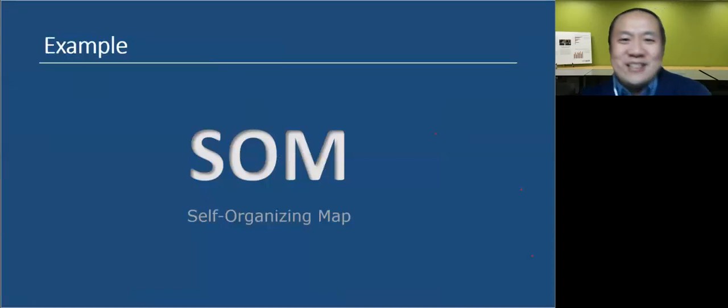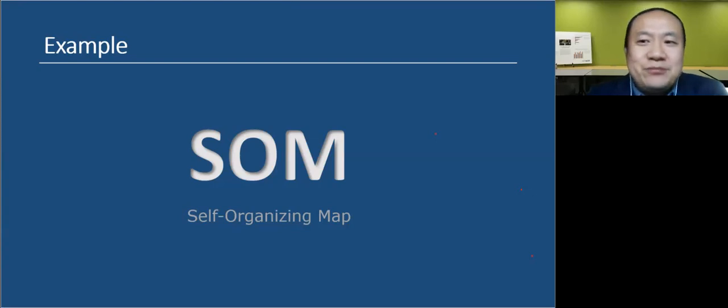Okay, let's pick another interesting algorithm for demonstration. Let's choose SOM, S-O-M. Why did I choose it? Because it was my research topic. I like it.